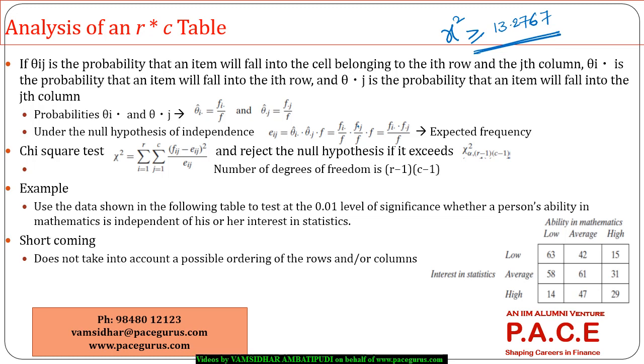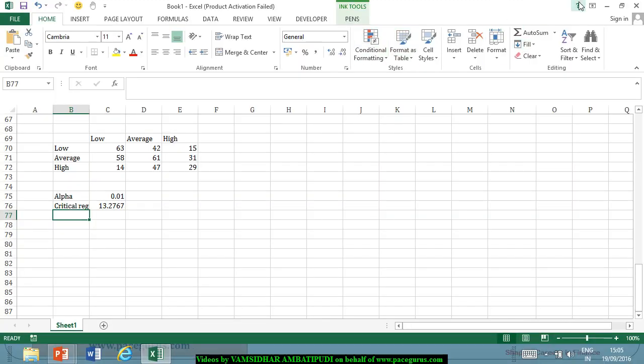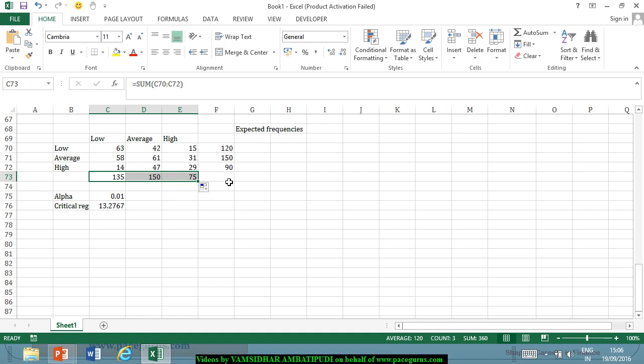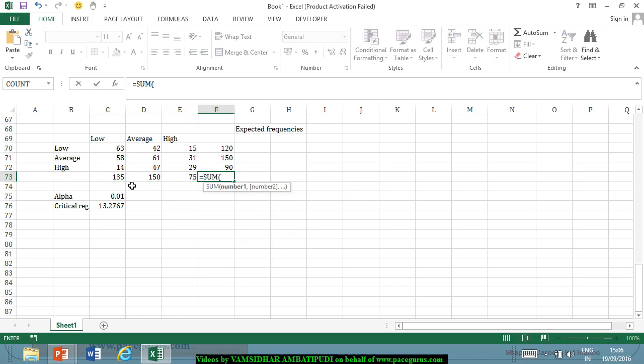So I have to compute my chi-squared value. For that I have the observed frequencies, but I require my expected frequencies also. So to compute the expected frequencies, I require the totals across. So let me compute the total here, which is Fi 120, F of average is 150, F of high is 90. Similarly, here also I have to compute the sum. So here Fj is 135, then again 150, 75. And the total, which is F, is the summation of all these, which works out to 360. So now I can make out my expected frequencies for each of the groups.